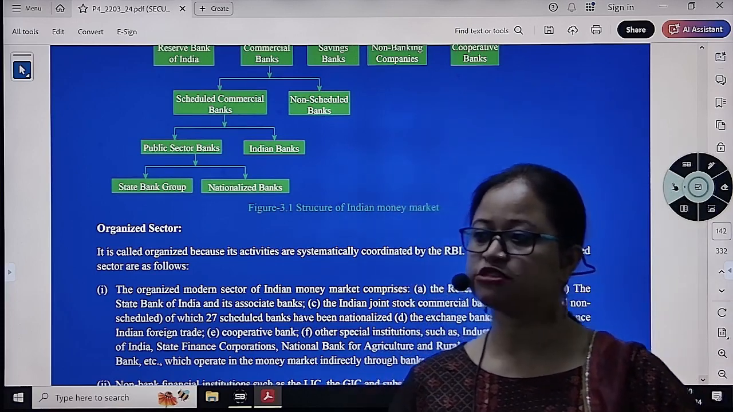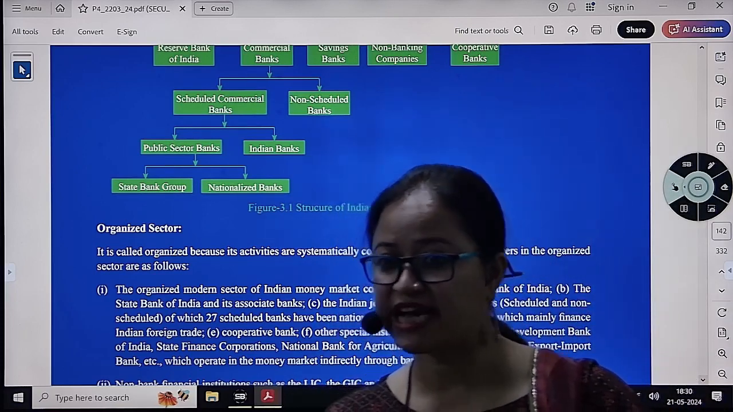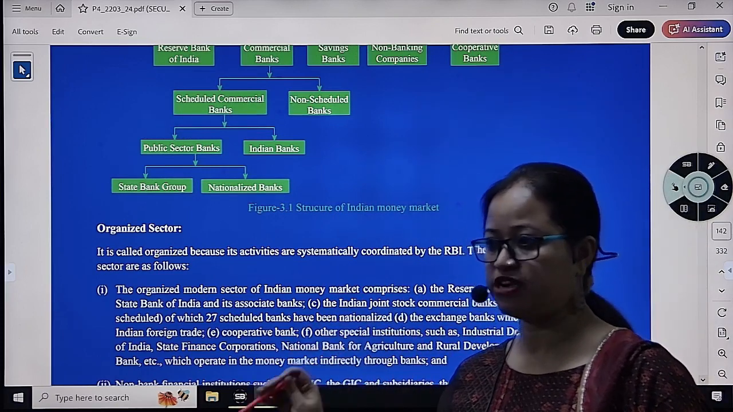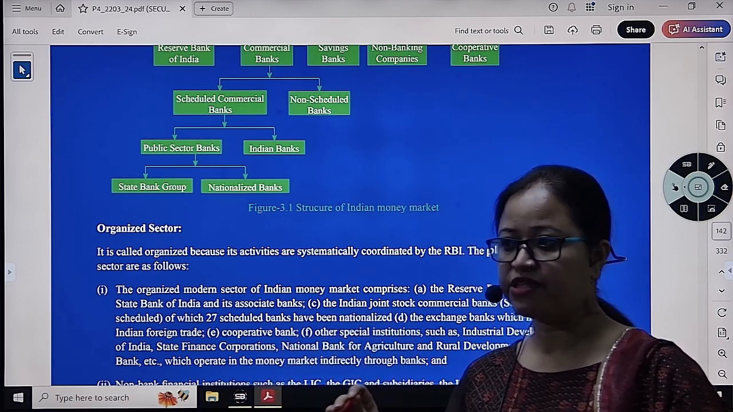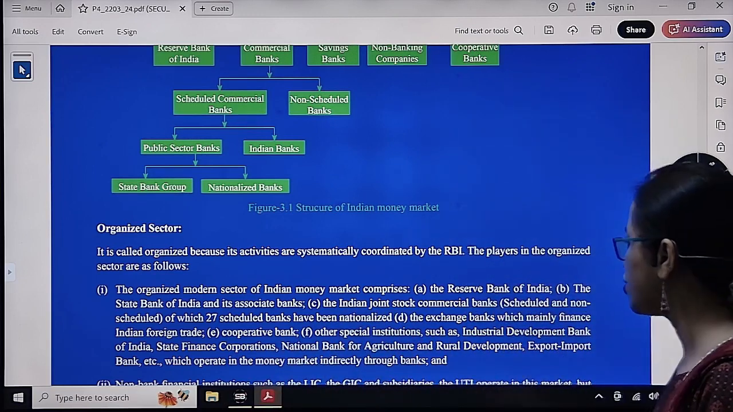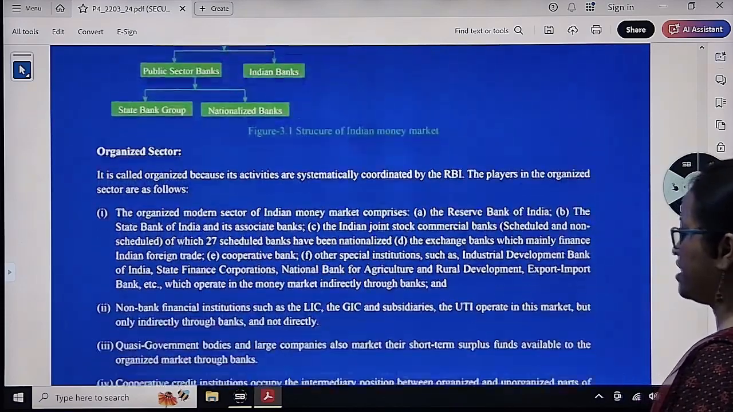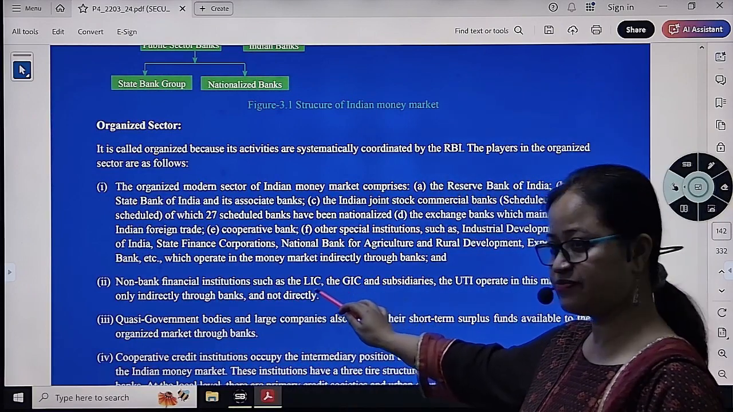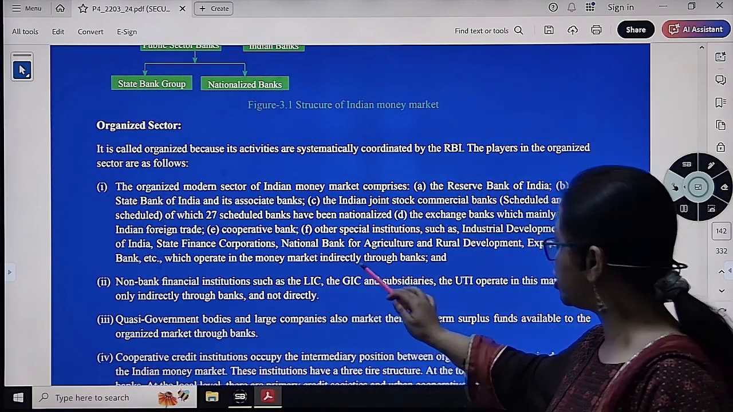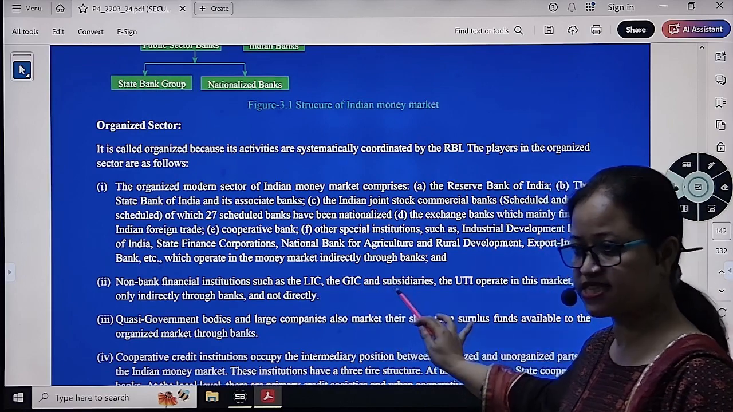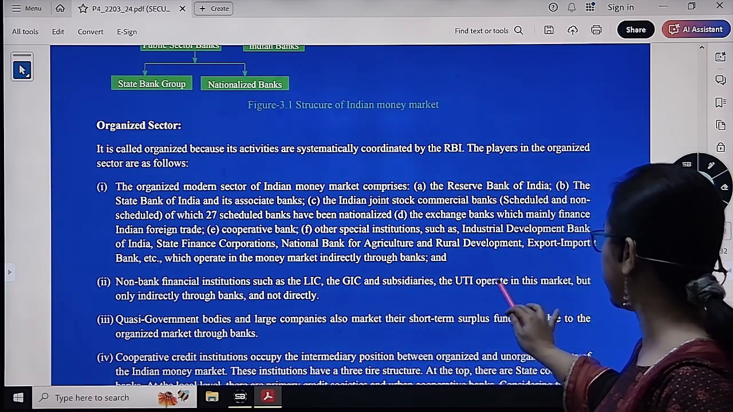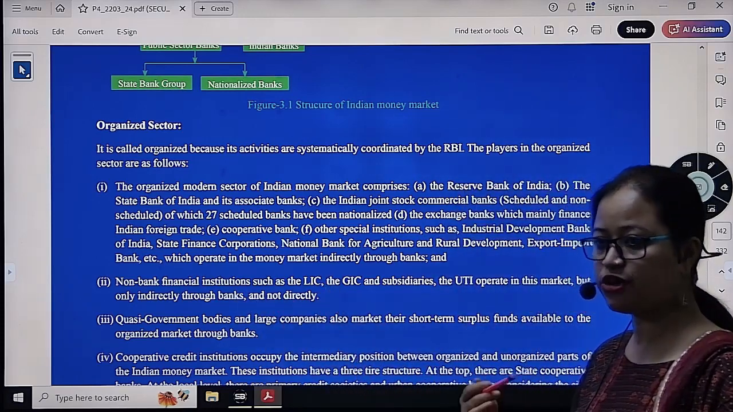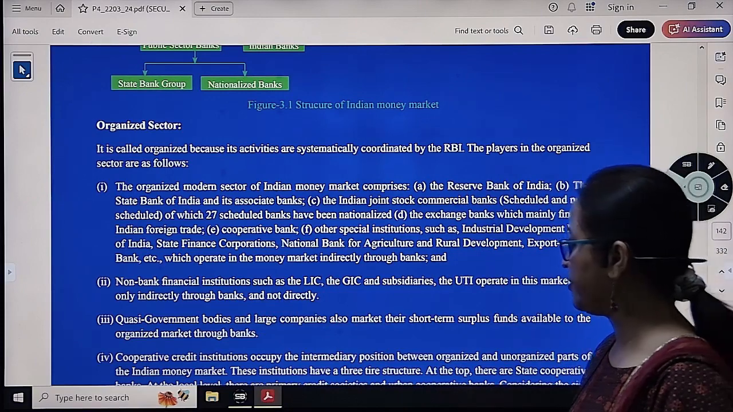So the participants of the organized sector of the Indian money market are the RBI, commercial banks, cooperative banks, and non-bank financial institutions. Those are the participants. There are also some non-bank financial institutions such as LIC, which is also one of the participants. GIC and its subsidiaries are also participants. Then UTI, but only indirectly through banks and not directly. So they are dealing indirectly.